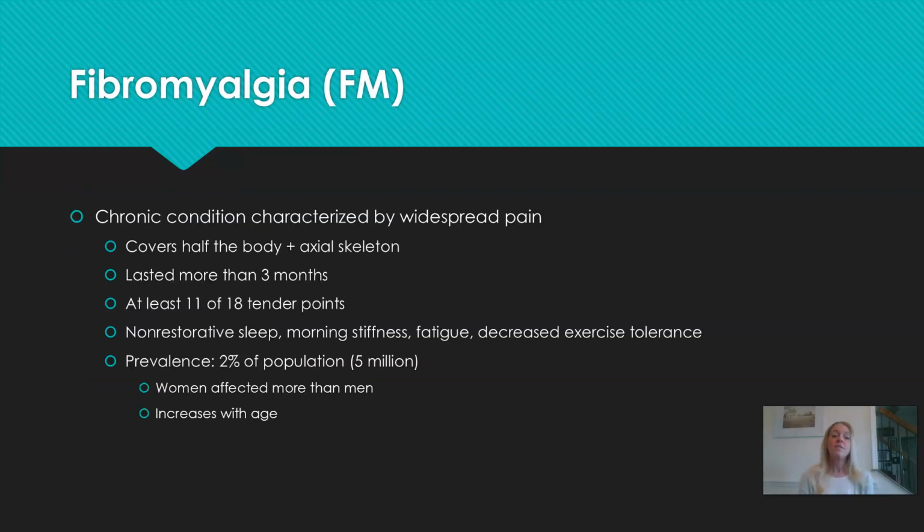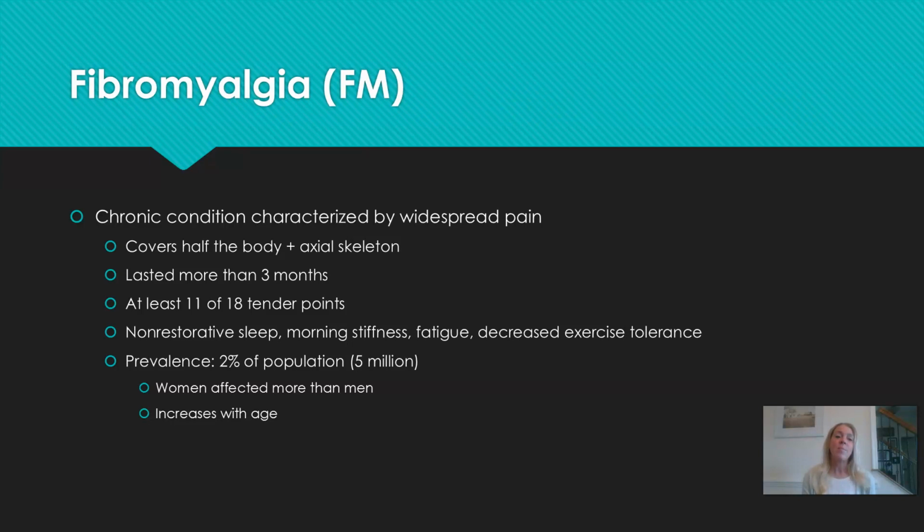All right, so moving on to fibromyalgia. This is a chronic condition that's characterized by widespread pain. This is a soft tissue disorder. This typically does not affect bone. It covers half the body and the axial skeleton. So a lot of times we are looking for presence of trigger points or tender points with at least a diagnostic criteria of at least 11 of 18 present, meaning they have pain at those points.